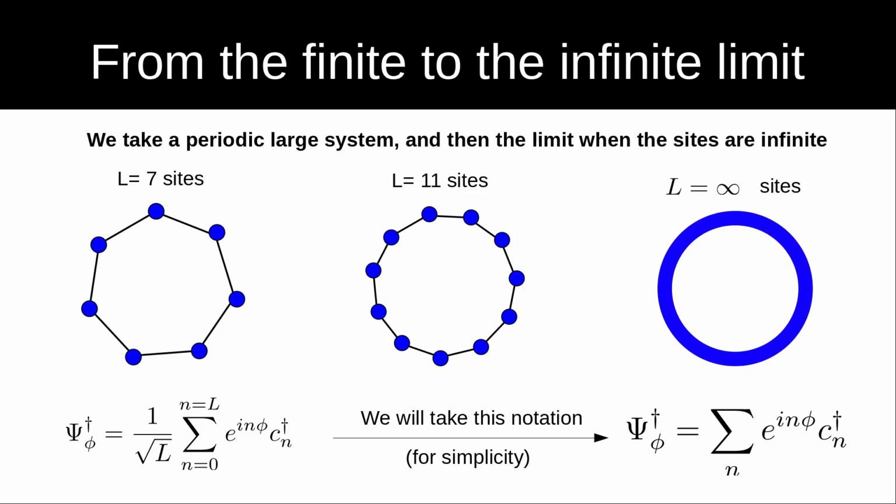This phenomenology implies that the eigenstates of the Hamiltonian can be written as a complex phase e to the n phi times the creation operator, where n runs over the indexes of all your sites. And now you can make this exercise first for a finite system that has, for example, 7 sites, for a finite system that has 11 sites, and then for a system that has an infinite number of sites. And what we would get is that in the case where this system has an infinite number of sites, we essentially sum over all the possible phases. And to study solids, we will work in the limit in which we have an infinite number of sites.